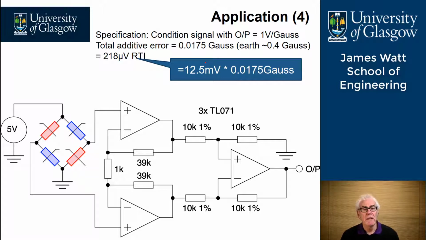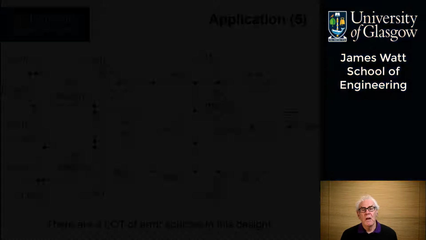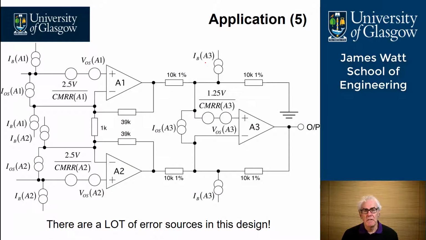Let's make up our naive design, and for an output voltage of 1 volt per Gauss, we need a gain of 80 times, which is 1 volt divided by 12.5 millivolts. So we've come up with this circuit here, and as a starting point we're going to assume using TL071 op amps because they're the lowest cost op amps. Let's look at all the errors around this circuit. We've got bias currents on the op amps, we've got offset currents on the op amps, and we've also got offset voltages. So this is a very complex circuit to analyze.